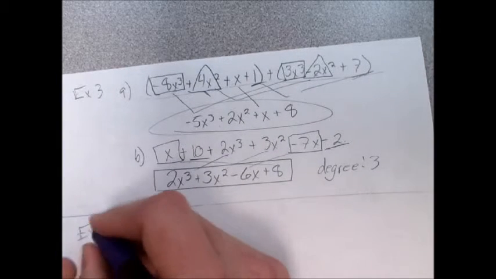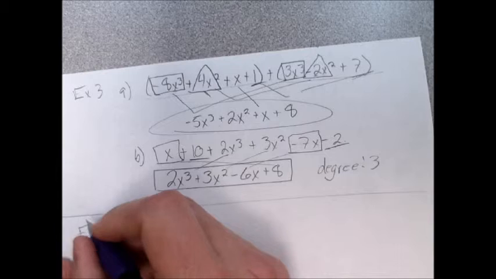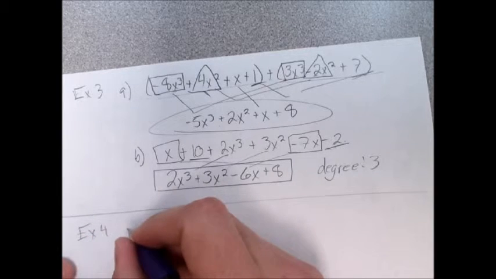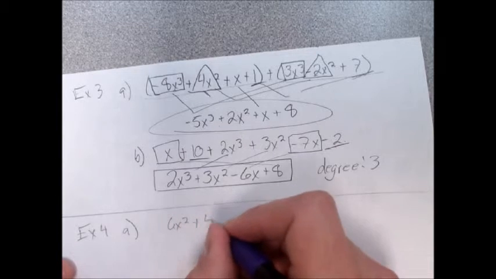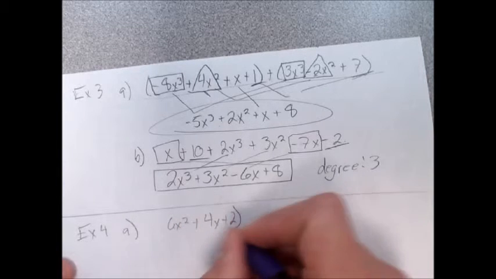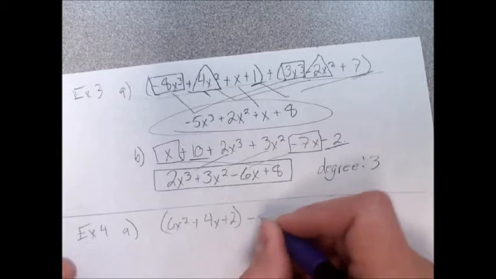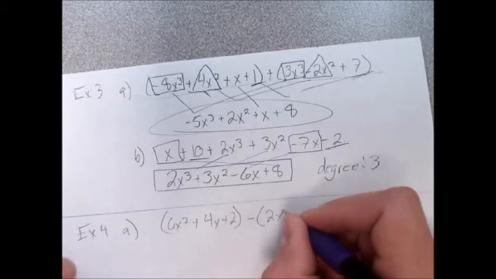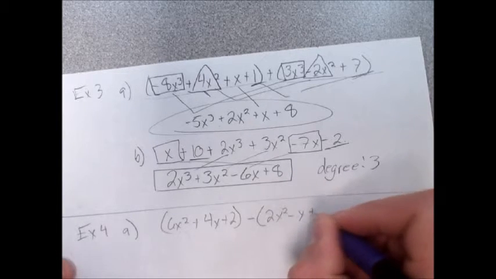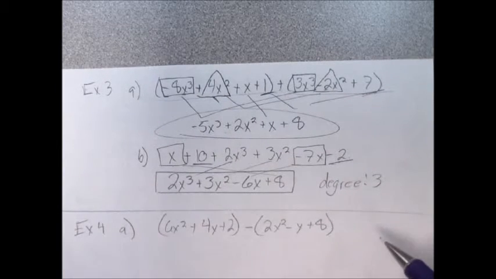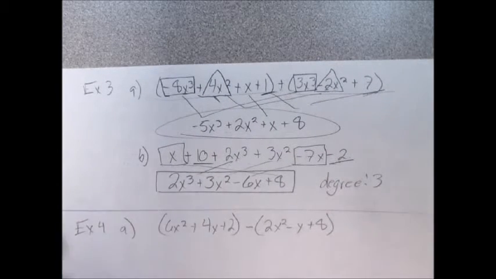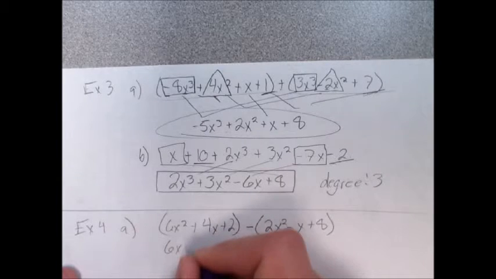It talks about subtracting polynomials. When you're subtracting, you end up having to distribute that negative out. So example 4a is 6x squared plus 4x plus 2, and that's in parentheses. Subtract, new set of parentheses, 2x squared minus x plus 8. So here the parentheses really matter on the second piece. Not necessarily the first piece, but the second piece. So I'm just going to copy down the first piece real quick.